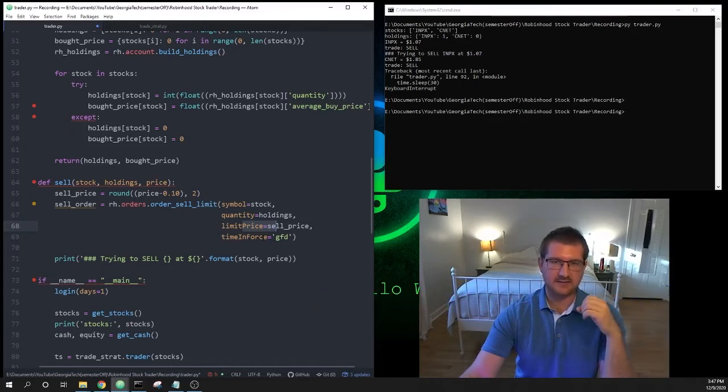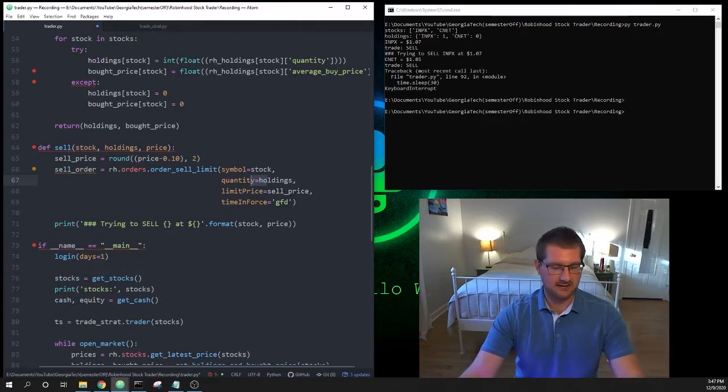And it just means keep this order alive until all of my shares that I'm telling you to sell are sold. And then it's just going to print out trying to sell the stock and at the price, and let us know that they were sold. So that's the sell function.